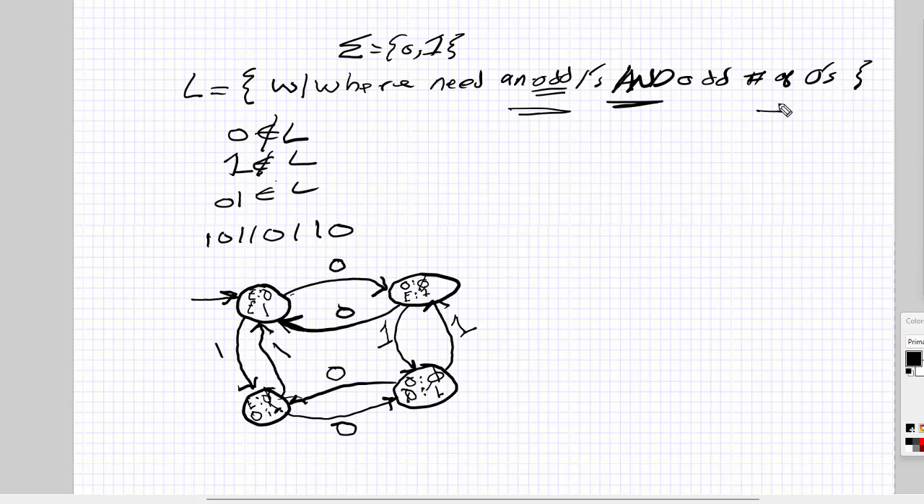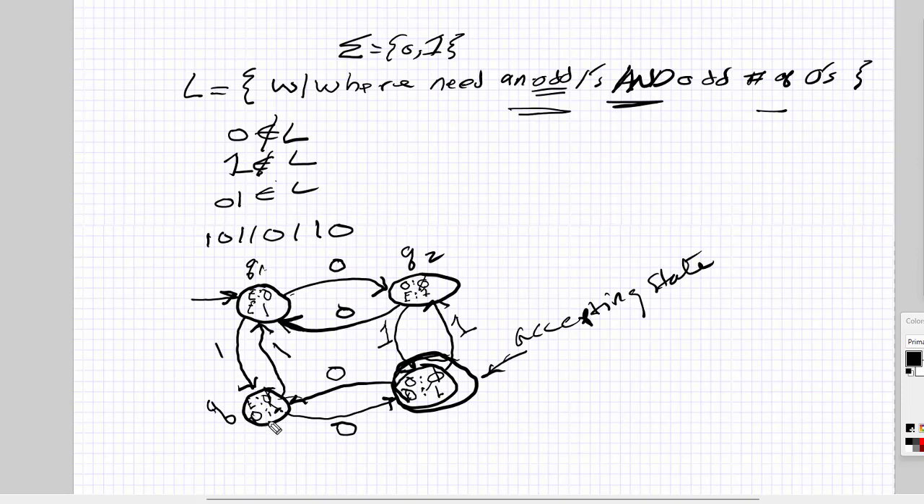So we need an odd number of ones and an odd number of zeros. So this is our accepting state, with two circles here. Can't draw two circles with the pencil. Now we could have named them Q0, Q1, or S1, S2. It doesn't really matter, these are just symbols. So we can say Q4, in this case, is our accepting state.